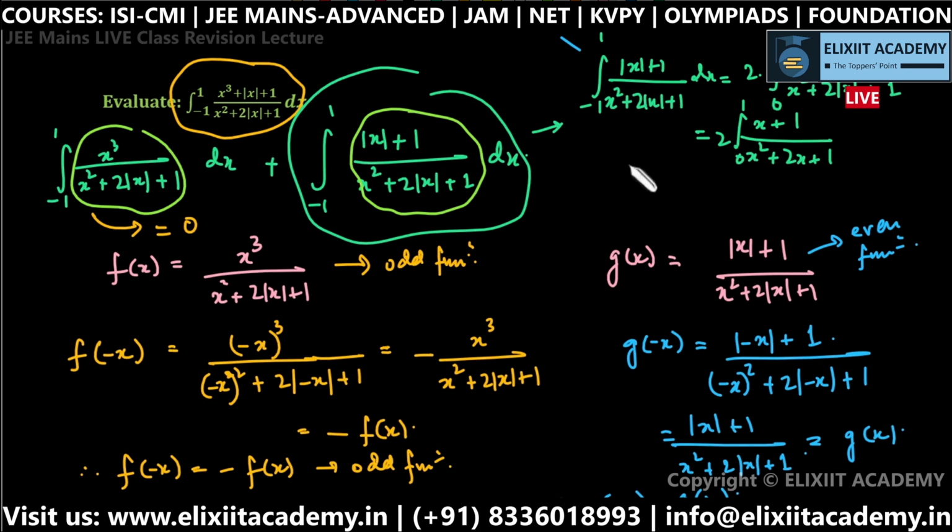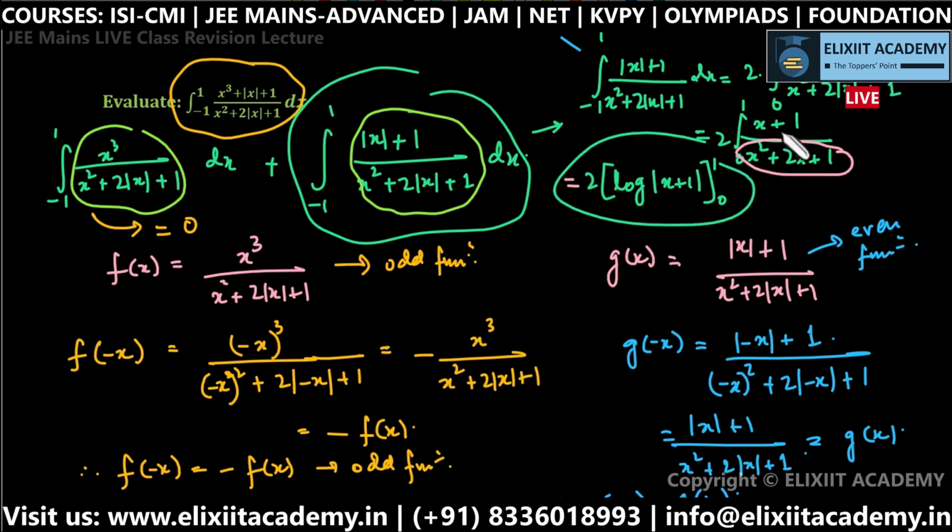Obviously, this is a very basic substitution. If you take the denominator to be t, you will get 2x plus 2. Obviously, we have a 2 multiplied over here, so this is directly 2 into log of mod x plus 1, and integration goes from 0 to 1. Okay, and you can simply put in the values. So 2 into log of 1 plus 1, which is log 2, minus log 1. So 2 into (log 2 minus log 1). Log 1 is 0. So we have 2 into log 2, which is log 4. Log 4 is the answer.